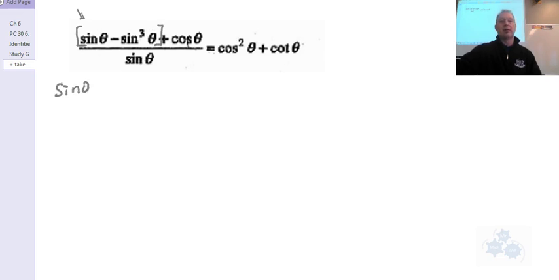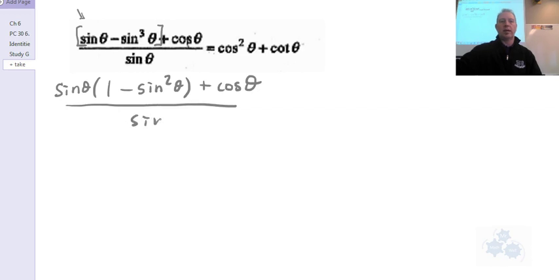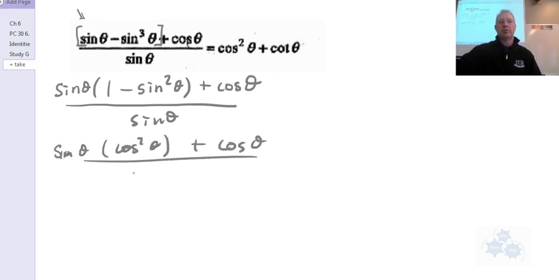So let's say sine theta, that would be 1 minus what? Sine squared theta, okay? And then plus cos theta, all over sine theta. So we could start off by doing that. Then we have 1 minus sine squared. That should jump out at you as being what? Yeah, sine theta times cos squared theta, right? Plus cos theta all over sine. All right, so we have this.